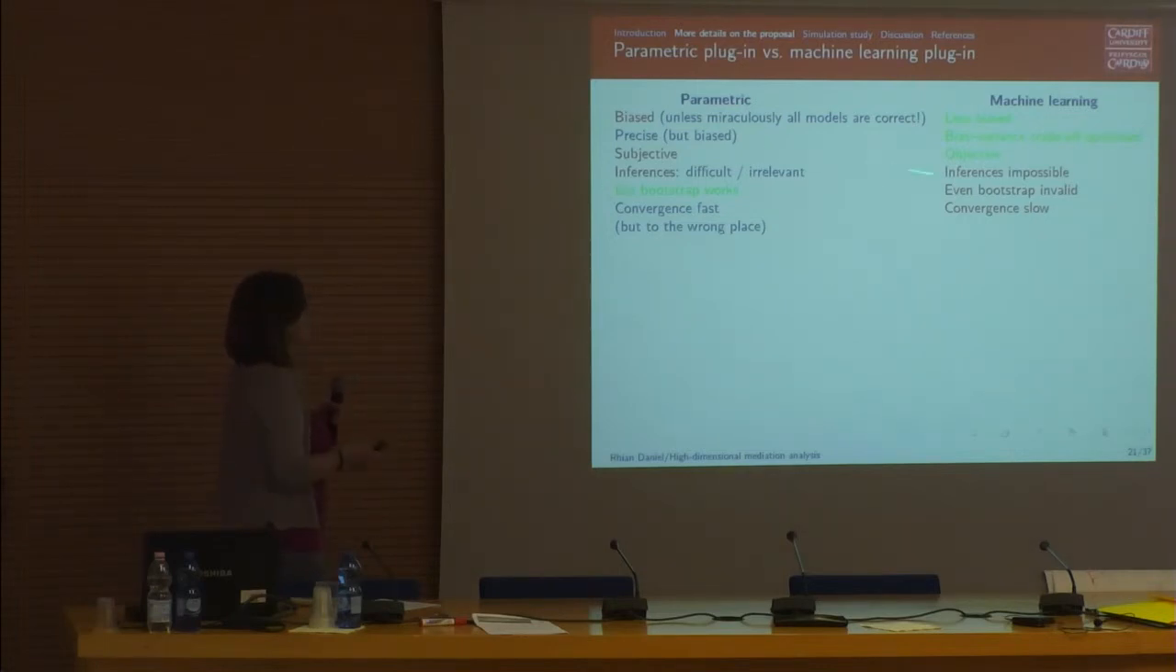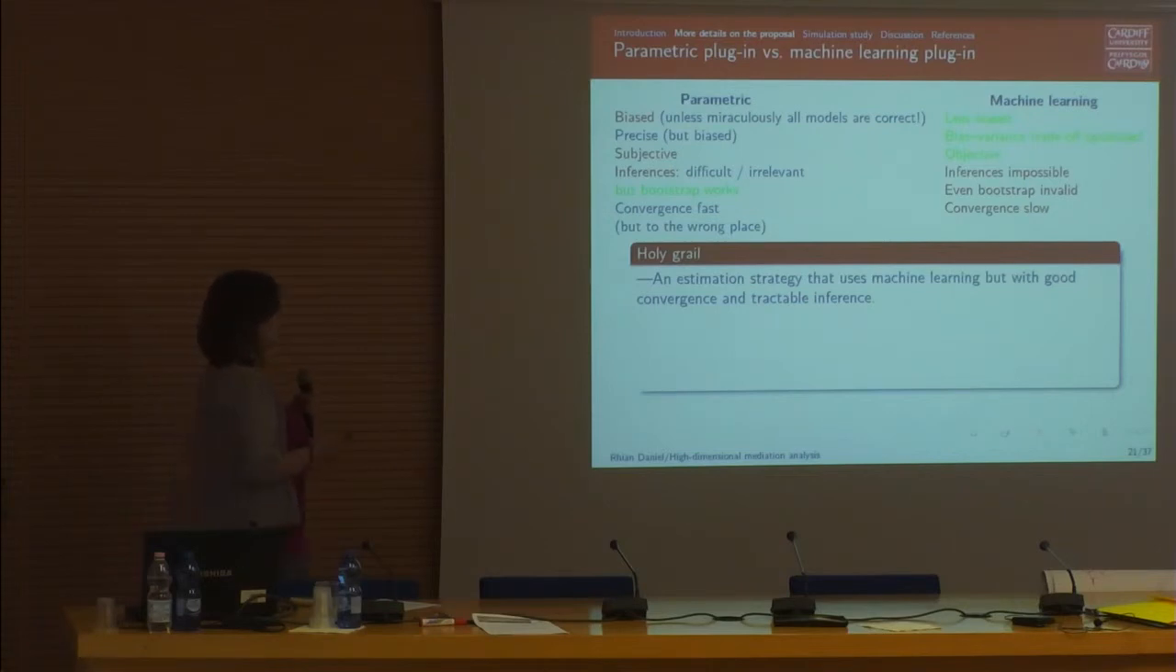Parametric models, we've already said, are subjective. The machine learning is at least more objective. It's getting as close to objectivity in data analysis that I think we can get at the moment. But inferences are, okay, difficult even in the parametric sense, but at least the bootstrap works. Whereas with machine learning, inferences are essentially impossible, and even the bootstrap doesn't work. And the convergence here is fast, but to the wrong place, and the convergence here is slow. So essentially, we have nice green good things up here and bad red things down here. So the holy grail would be an estimation strategy that uses machine learning to take advantage of all these things, but somehow has good convergence and tractable inferences, so solves these problems.